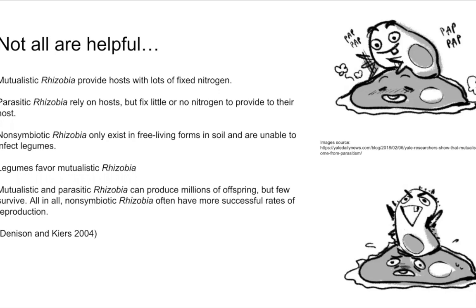Legumes favor more mutualistic Rhizobia. Mutualistic and parasitic Rhizobia can produce millions of descendants. However, the rate of viability among said offspring is very low. All in all, non-symbiotic Rhizobia often have more successful rates of reproduction.